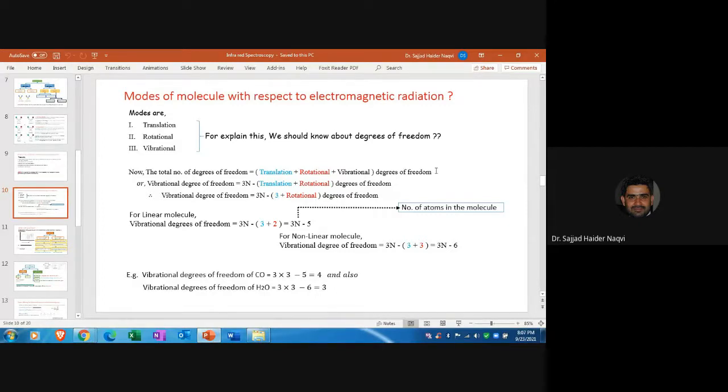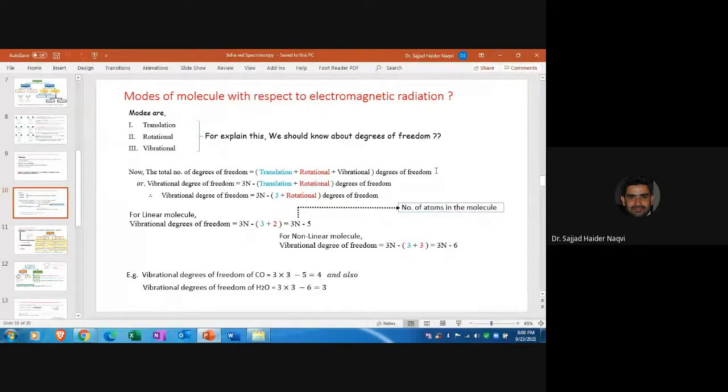To explain this, we should know about the degree of freedom. What actually is the degree of freedom? The total number of degrees of freedom can be found by having the translational change plus the rotational change plus the vibrational change, multiplied by the degree of freedom. Or, if we take out the vibrational degree of freedom, that will be 3n, and then the combination of the translational and rotational energy multiplied by the degree of freedom.